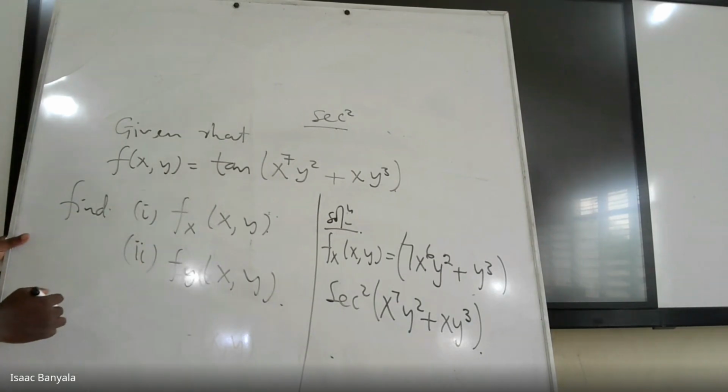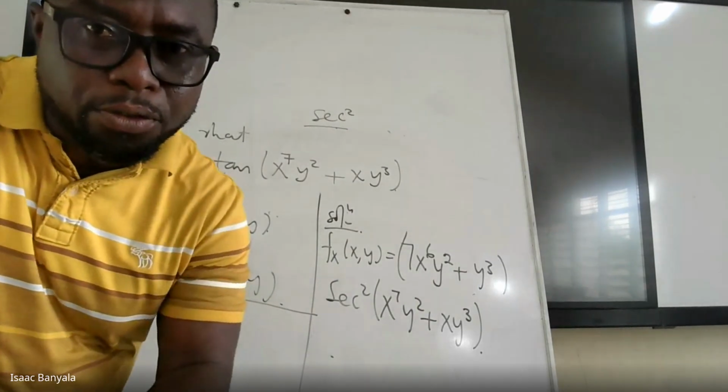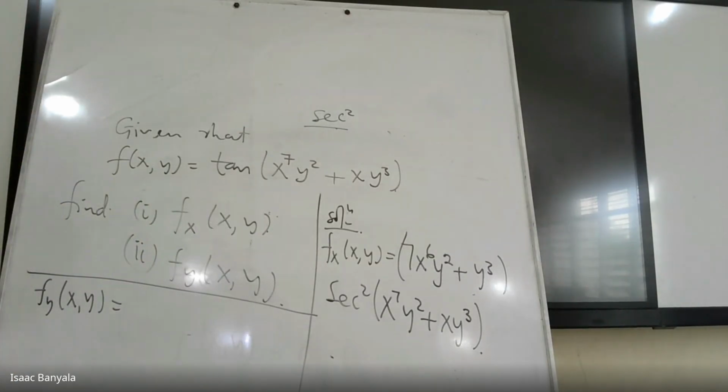And let's go to the last one. That one will be f_y(x, y). Can you allow a different person? Okay, Eric, give us the second answer. So I had sec squared. Let me start from the inside. You get 2y.